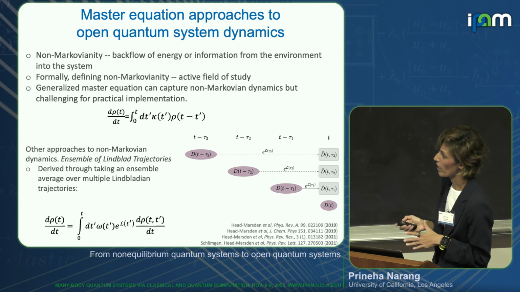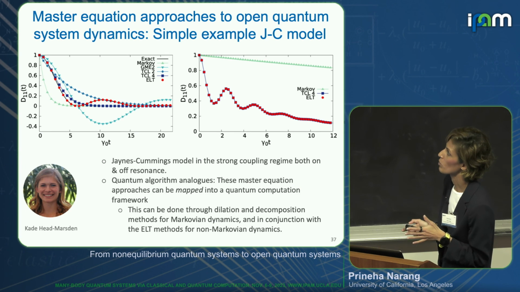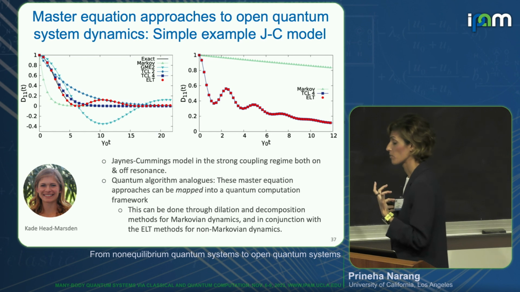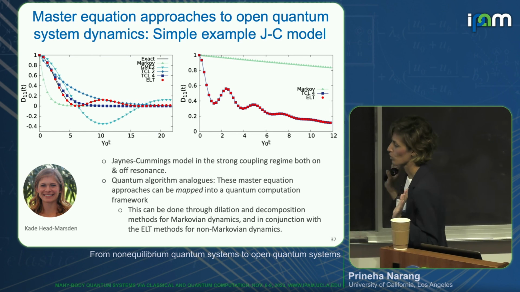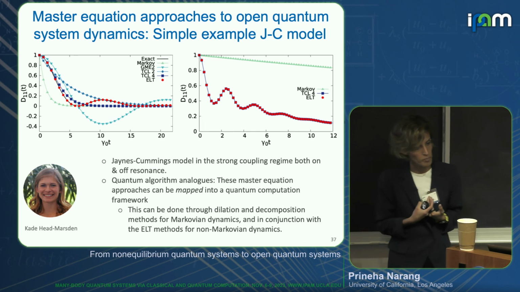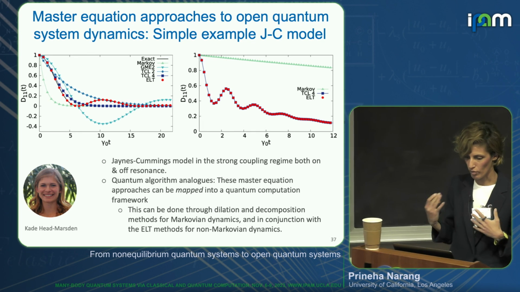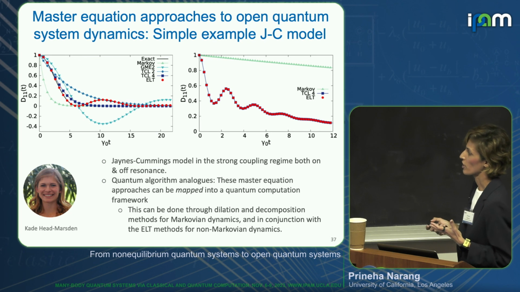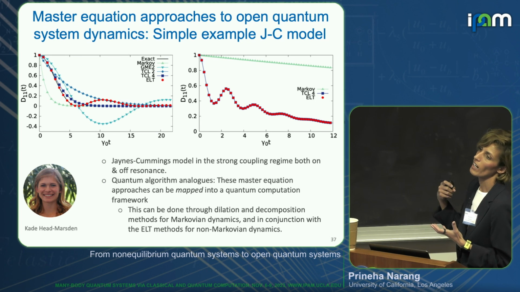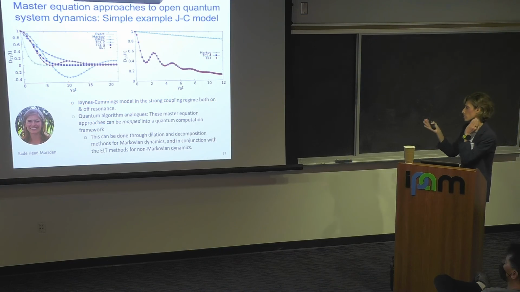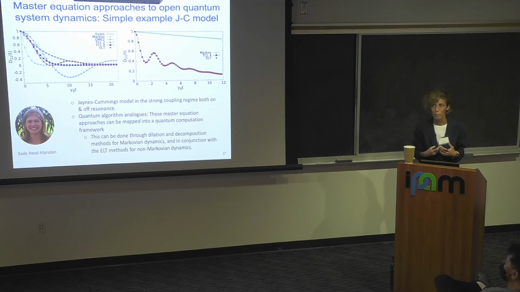So our first foray with this on a quantum device was to say, can we actually look at a simple model, something that we can also do exactly, like the Jaynes-Cummings model? And can I do that in the strong coupling regime, both on and off resonance, and take this master equation and map it onto an actual quantum device? Okay?